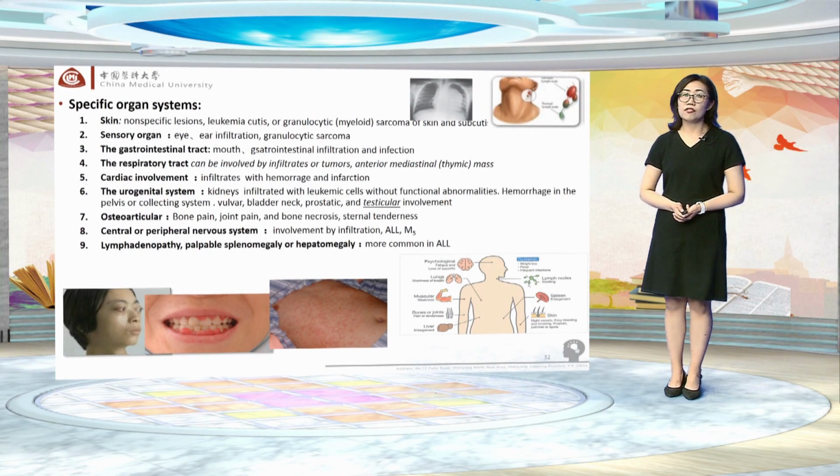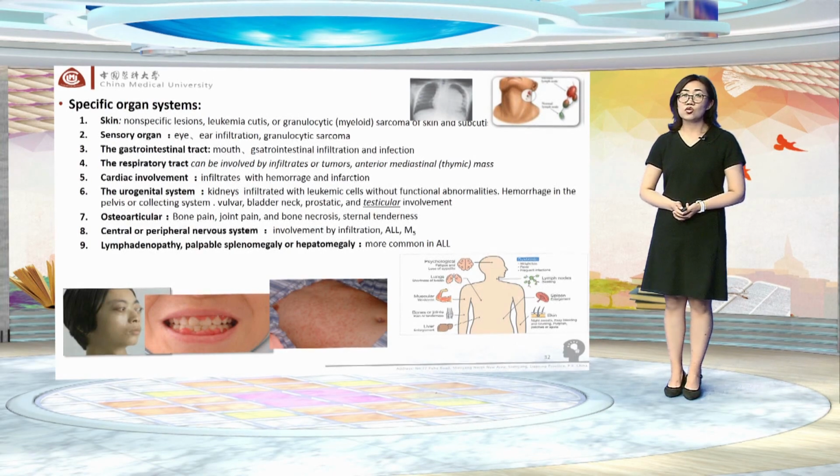Skin involvement may be of three types: nonspecific lesions, leukemia cutis, or granulocytic myeloid sarcoma of skin and subcutis. Skin involvement preceding marrow and blood involvement or relapse occurs, but is rare. Sensory organ involvement is very unusual, but retinal, choroidal, iridial, and optic nerve infiltration can occur. Otitis externa and interna, inner ear hemorrhage, and mastoid tumors with seventh nerve involvement may be presenting signs.